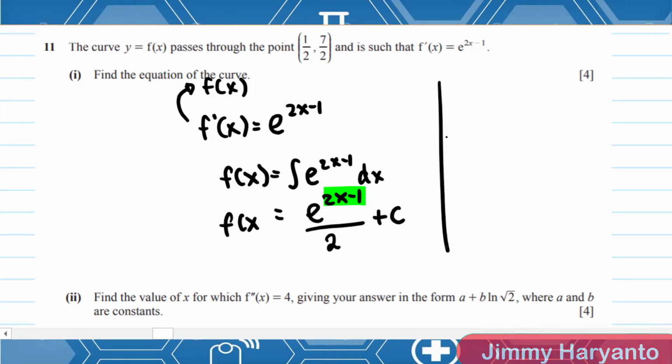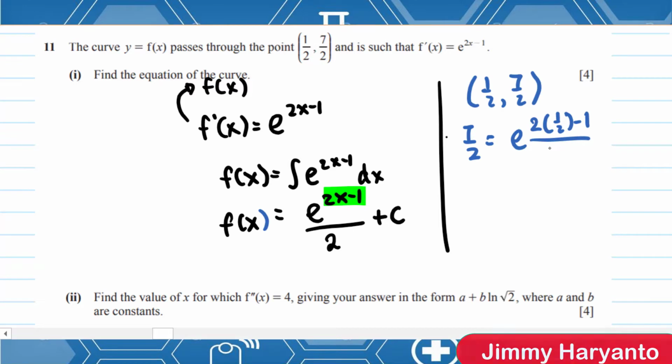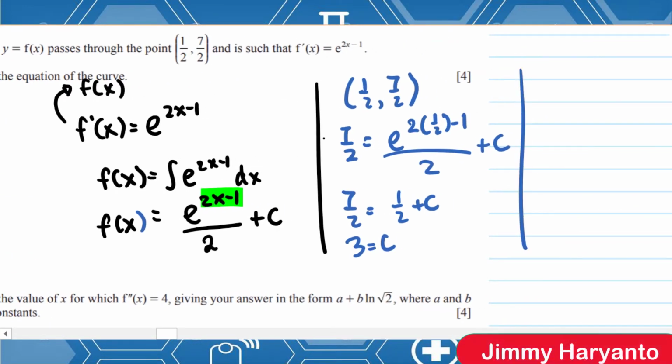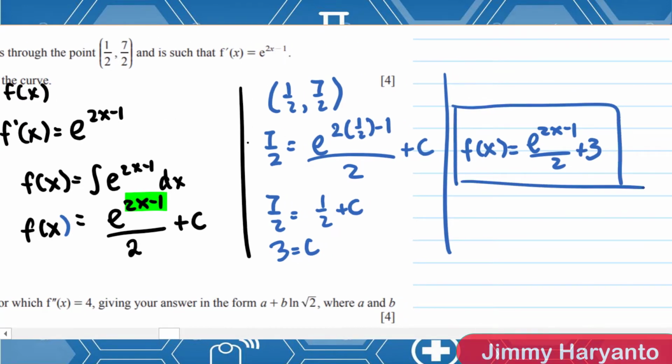After that, you can find the c using the point. The point is half, 7 over 2. You can put it into f(x). So 7 over 2 equals e to the power of 2 times half minus 1, over 2, and then plus c. 7 over 2 equals 1 minus 1, 0, half, plus c. C will be 6 over 2, 3. After that, you can rewrite f(x) into the complete form, e to the power of 2x minus 1 over 2 plus 3. There you go. This is the answer.